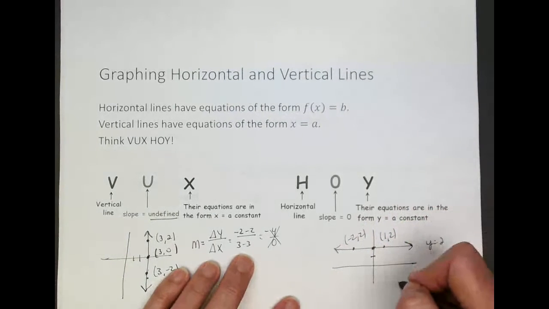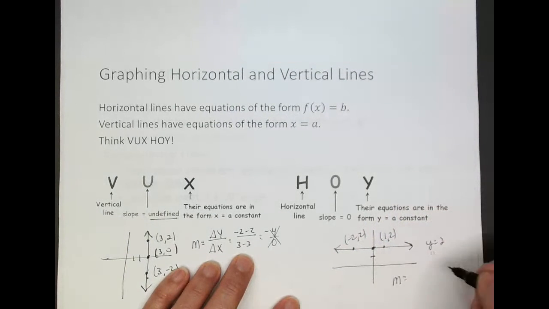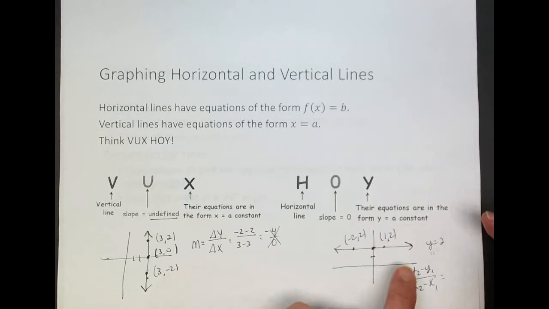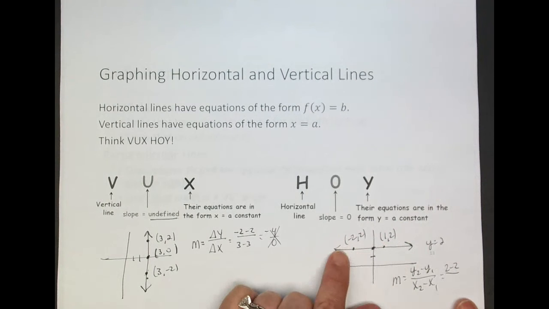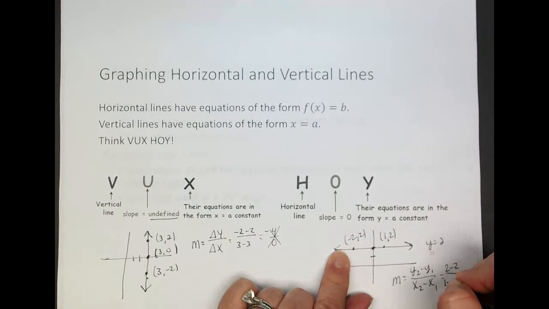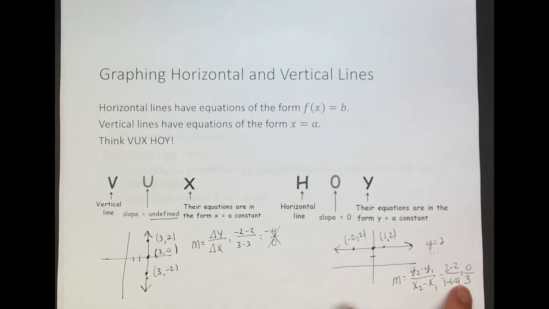Well, if I were to calculate that slope using the formula, change in the y's, or y2 minus y1, over the change in the x's, x2 minus x1, what would I have? In the numerator, I'd have 2 minus 2. Okay, down in the denominator, I have 1 minus a negative 2, or 1 plus 2, that's 3. So that simplifies to 0 over 3. And of course, we can divide 0 by 3. The answer is just going to be 0.